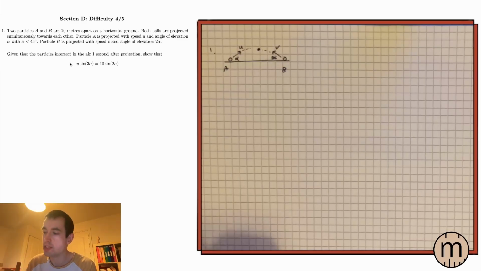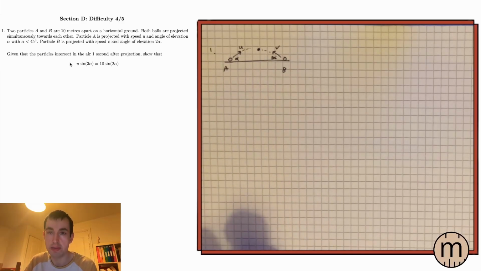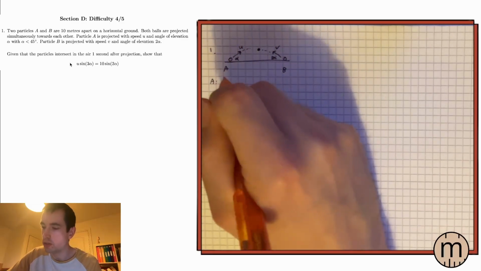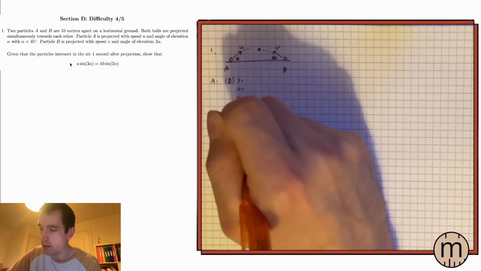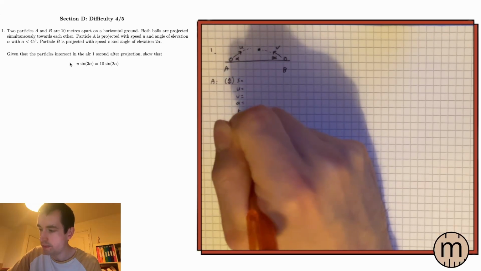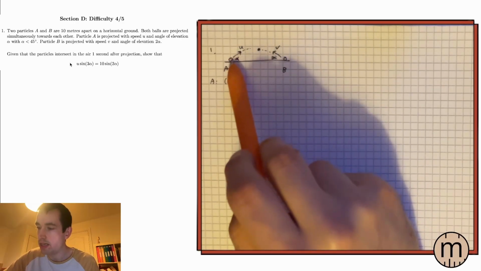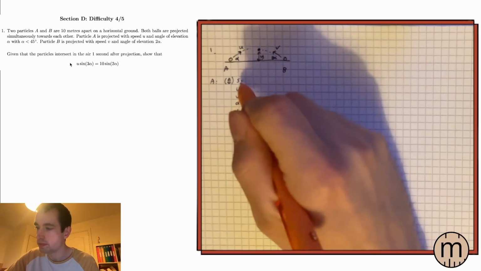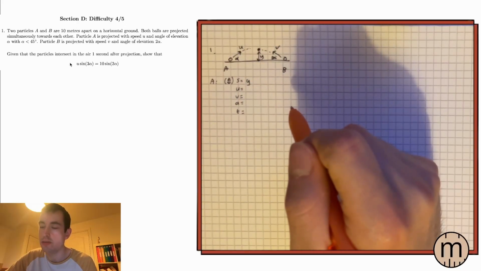Here's my diagram of the situation, which is totally inaccurate because 2 alpha is looking about the same as alpha, but it's fine. Let's consider particle A. Because it's a projectile, we're going to use suvat in the up and down direction. So S, U, V, A, and T. The S represents the displacement. How high does it get? Well, we don't really know, but let's call it Y. When it intersects, we'll call that distance in height Y.